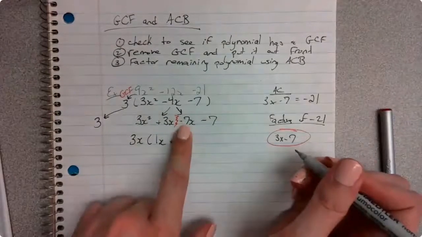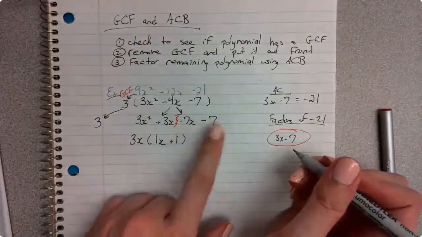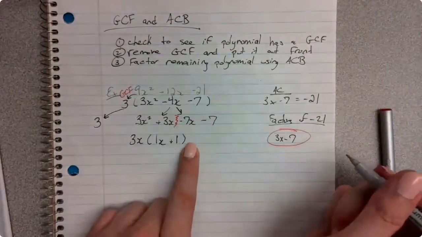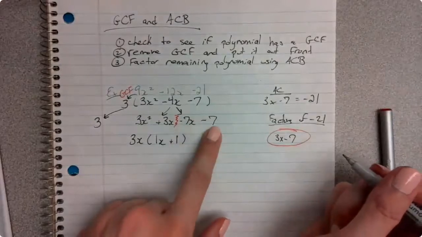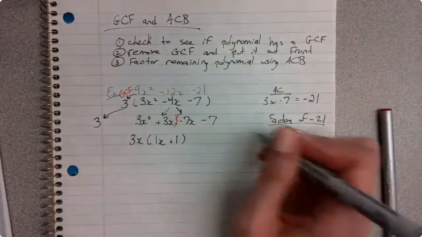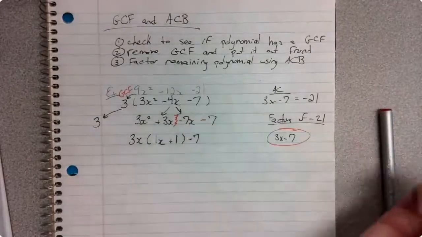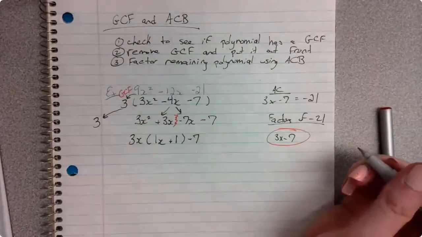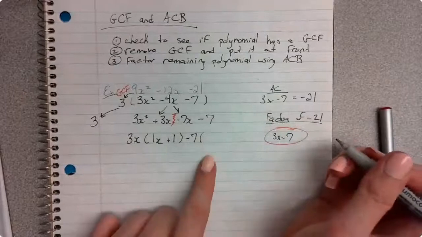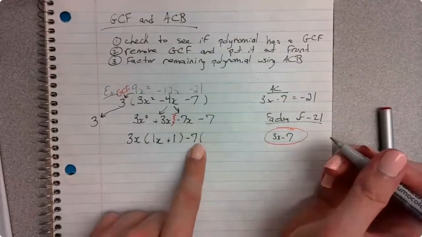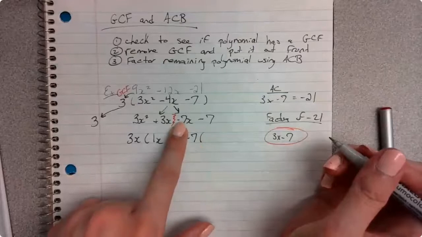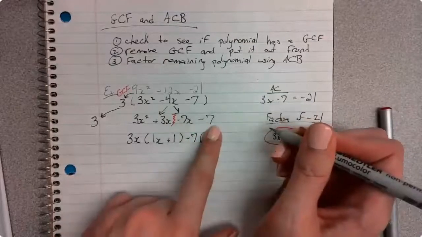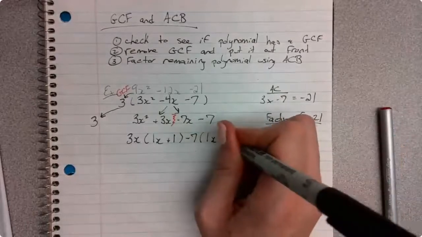As we go over to the other side, this time only one of them has an x, so I won't be able to take out an x as my greatest common factor. Negative 7 and negative 7, both of those are divisible by negative 7. So that's what I'll take out as my greatest common factor on the second side. And then in brackets, I'll write what I'm left with. So negative 7x divided by negative 7. Well, negative 7 divided by negative 7 is 1, and I'll keep my x. And then again, negative 7 divided by negative 7 is positive 1.